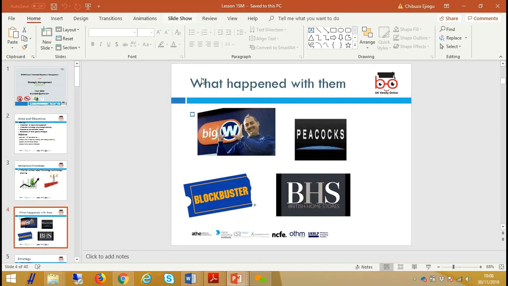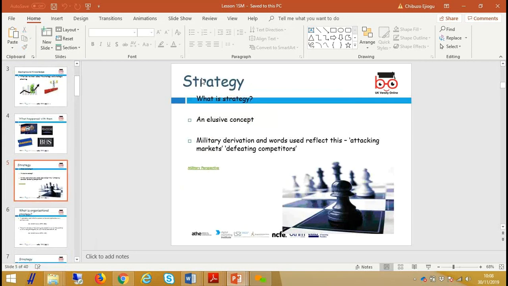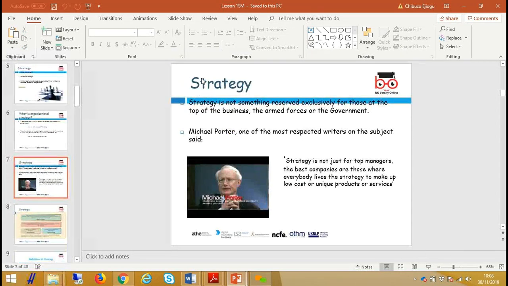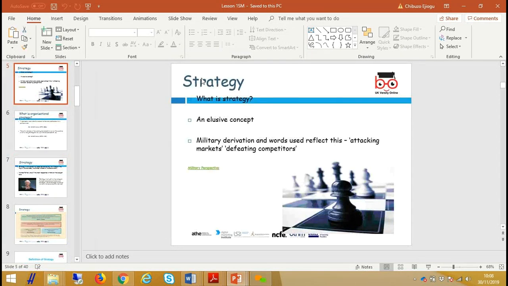If you look at some of the key examples of organizations that have collapsed, these are very well-known brands in the UK that went bankrupt and had to be bought over or taken over or gone into administration. For all of them, it was an issue of poor strategic management by the CEO and senior leadership. They didn't quite keep up with the pace of what was happening in the external environment or with what competitors were doing and new entrants to the market. So that makes us ask the question, what is strategy?